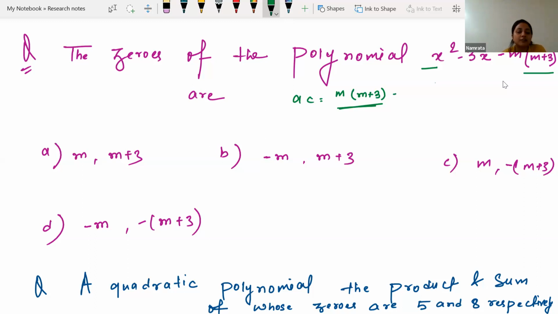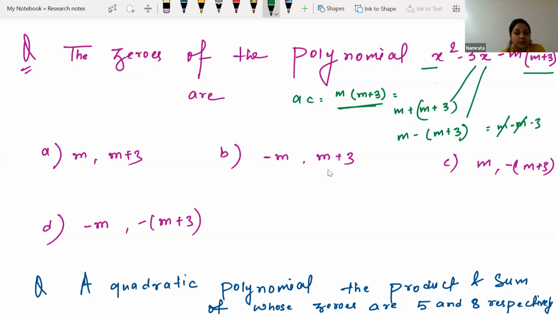If we add this to m plus 3, are we going to get the middle term? No, not at all. What about if we subtract, m minus m plus 3? So m minus 3. Are we going to get the middle term? Can you see? Yes, ma'am.